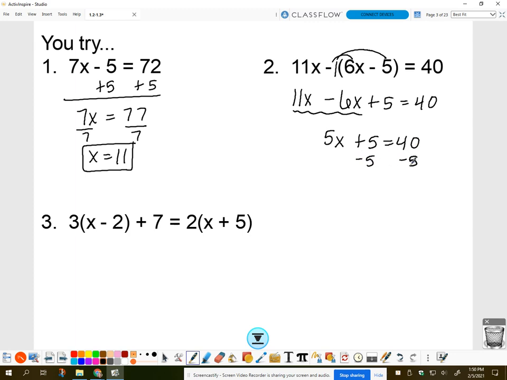Subtract the 5. Divide by the 5. And you get 7.